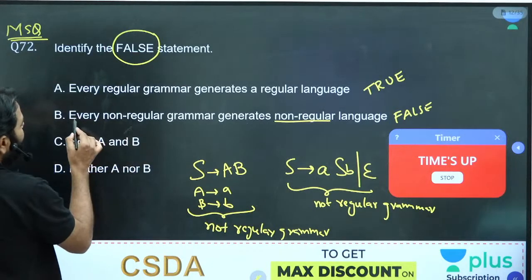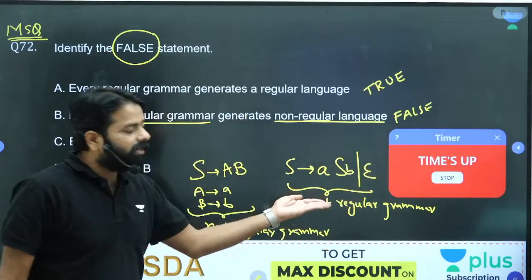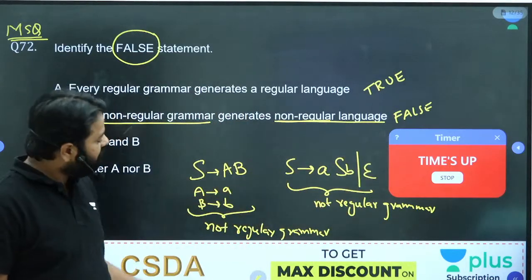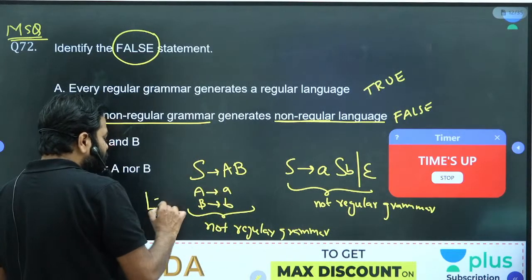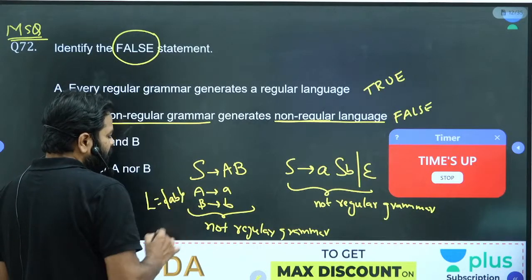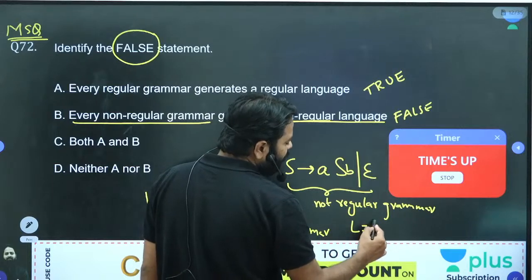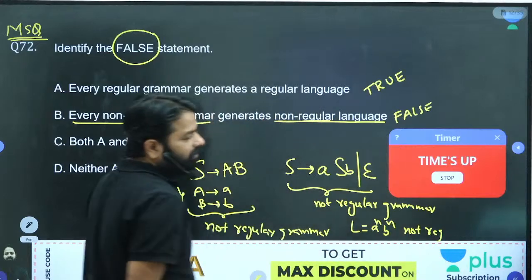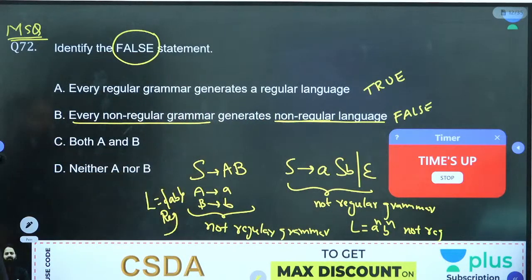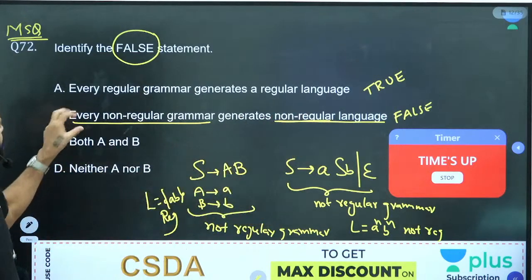But here, every non-regular grammar generates a non-regular language is wrong. Some non-regular grammars generate a non-regular language. Some non-regular grammars generate a regular language. Whatever it's generating, it is just a regular language. This is regular, and here a power n, b power n is non-regular. This statement is false. What we can say is that some non-regular grammars generate non-regular languages, but here 'some' is not given.